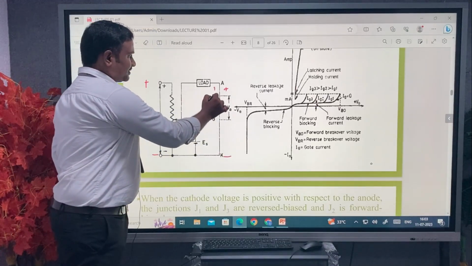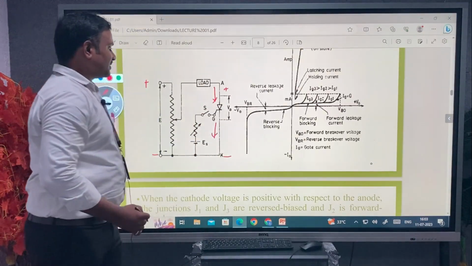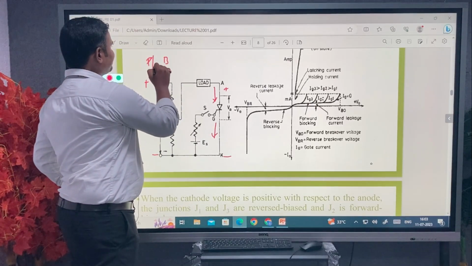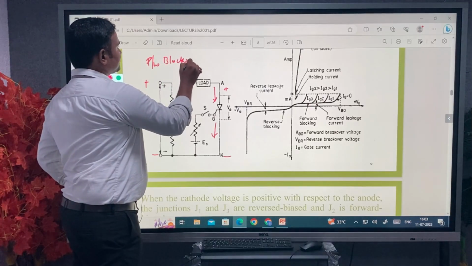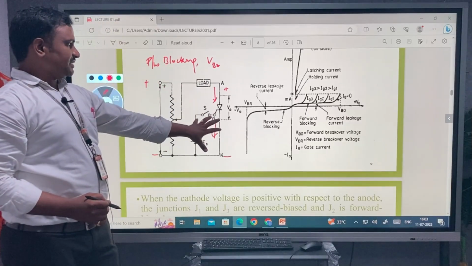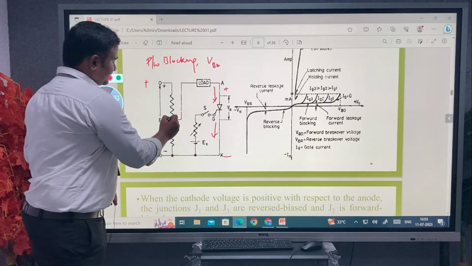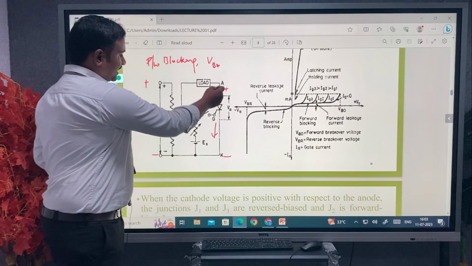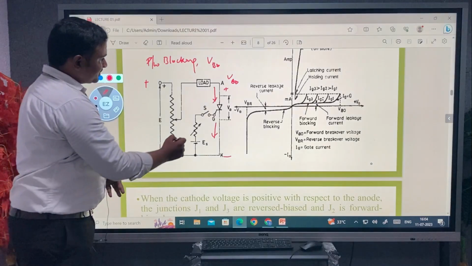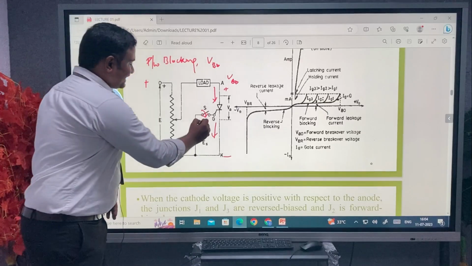Then it is in the forward direction of the thyristor, but unless there is a gate signal, it will be in the forward blocking state. Until VBO, the breakover voltage, the thyristor will be in the forward blocking state. By varying the resistance value, we can set the anode to cathode voltage up to VBO. Similarly, by closing the switch S, we can give a gate current between the gate and cathode.